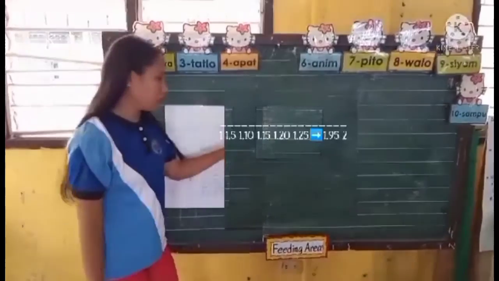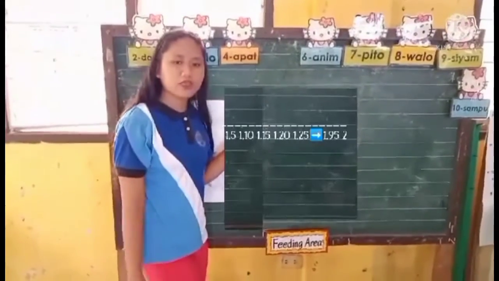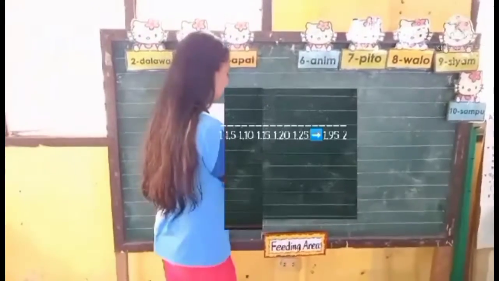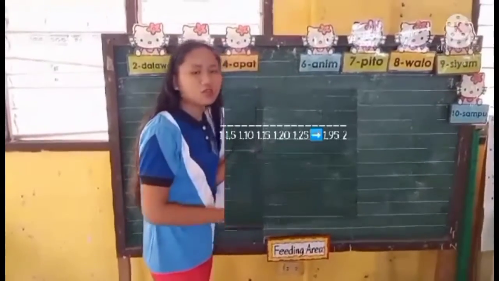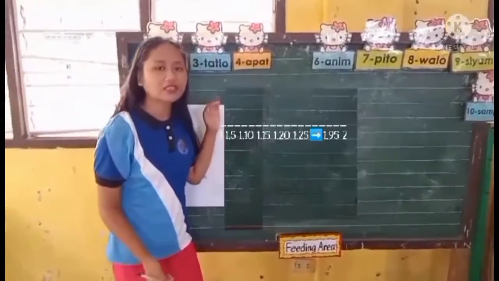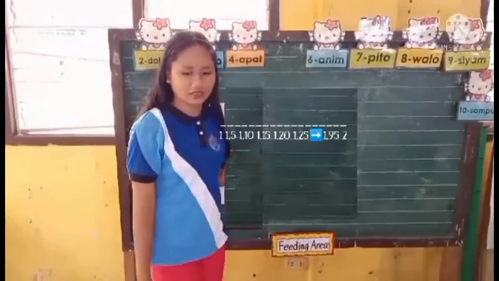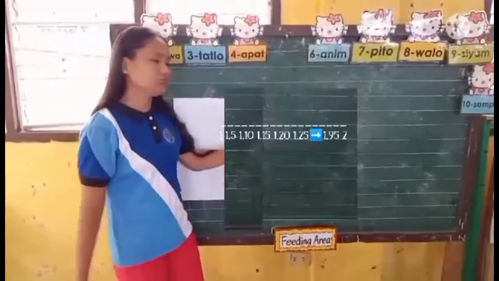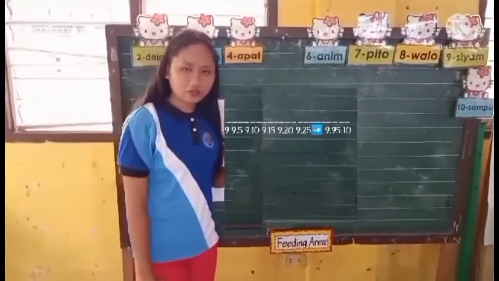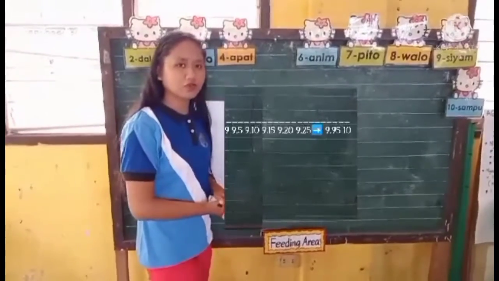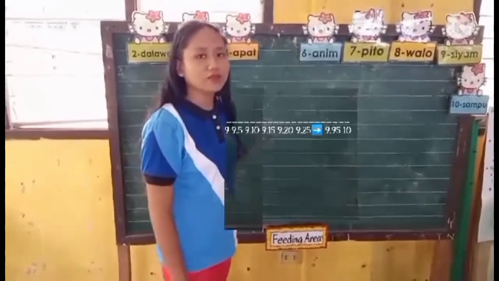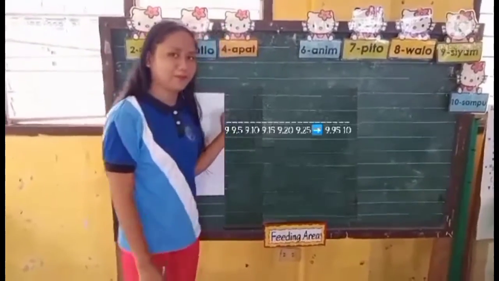So, between 1 and 2, the spaces would be 1.05, 1.10, 1.15, 1.20, until we reach 1.95 before siya maging 2. Therefore, the number that corresponds to the last marker before 10 would be 9.95.